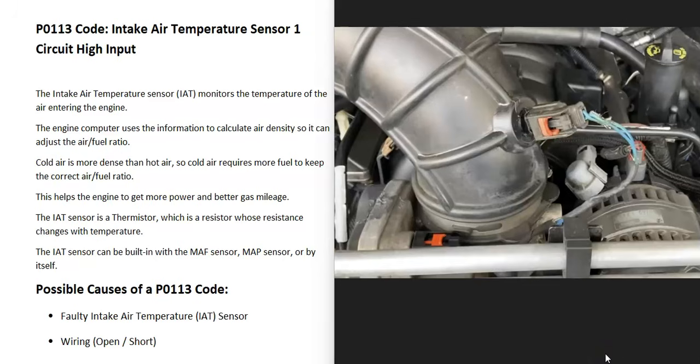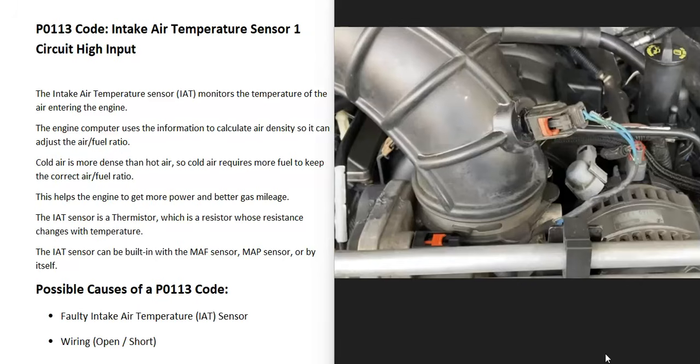Well, the computer needs to calculate the air-fuel ratio mixture that's going into the cylinders. And to do this, it needs to know how much air is going into the engine and the type of air that's going into the engine. And so the computer is going to use different sensors to have this information. And one of these sensors is called the intake air temperature sensor that basically just reports back to the computer the temperature of the air that's going into the engine.